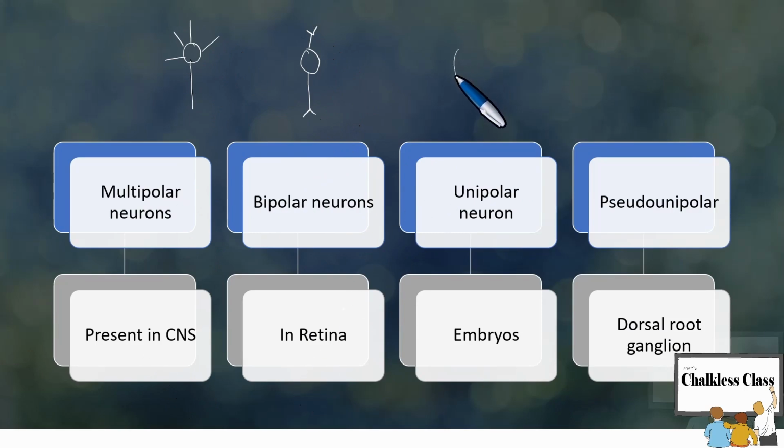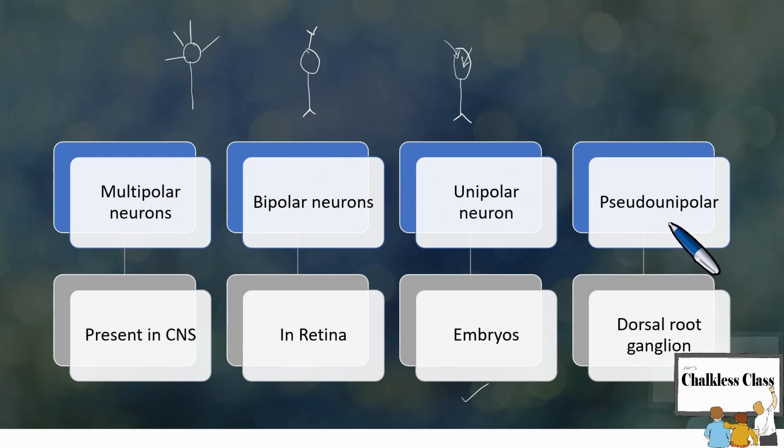Next, unipolar neurons. A unipolar neuron has only one axon process, and this is found in embryos, not in adults. Then how will it receive the impulses? The cyton itself acts as the afferent structure and receives the inputs from outside.